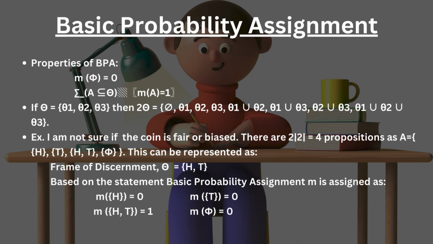Therefore, we have assigned the BPA, that is basic probability assignment, as 1, but we do not know which one, and here we are ruling out the possibility that neither head nor tail occurs, which is equal to 0, that is for the empty set. So, the basic probability assignment allows us to express our belief or uncertainty about various scenarios within a given frame of discernment. The properties ensure that we are covering all possibilities and not assigning probabilities where they should not be.